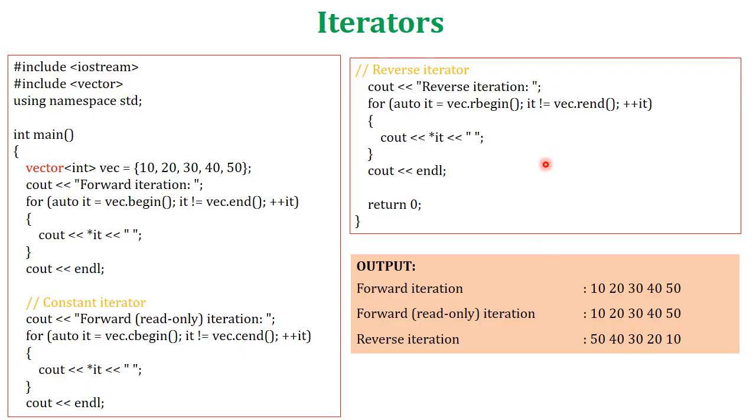Next we use the reverse begin and reverse end functions. The pointer will automatically point to the last element, because of rbegin. Initially it points to the last element, then it moves to the previous element, that is, the reverse order. It moves towards the beginning. So what is the result now? 50, 40, 30, 20, then 10.